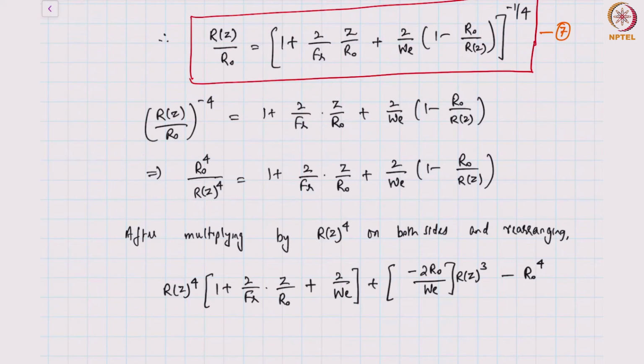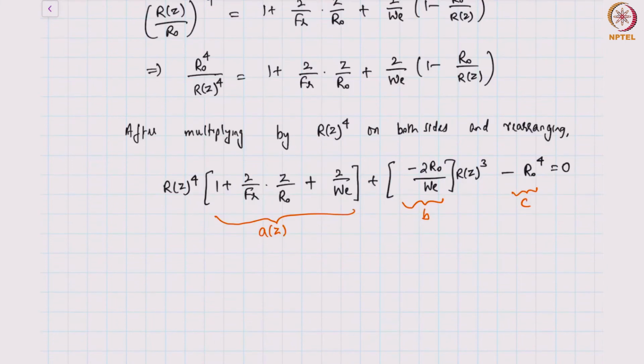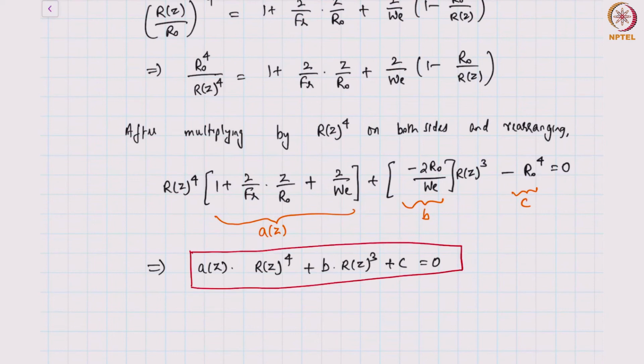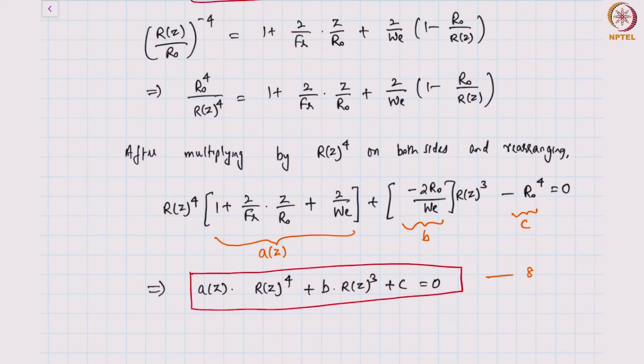So let's call this a of z, let's call this b, and let's call this c, which also includes the negative sign. Simply, we get a of z times r of z power 4 plus b times r of z cubed plus c is equal to 0. We get a simple quartic equation for the radius of the jet at any location.